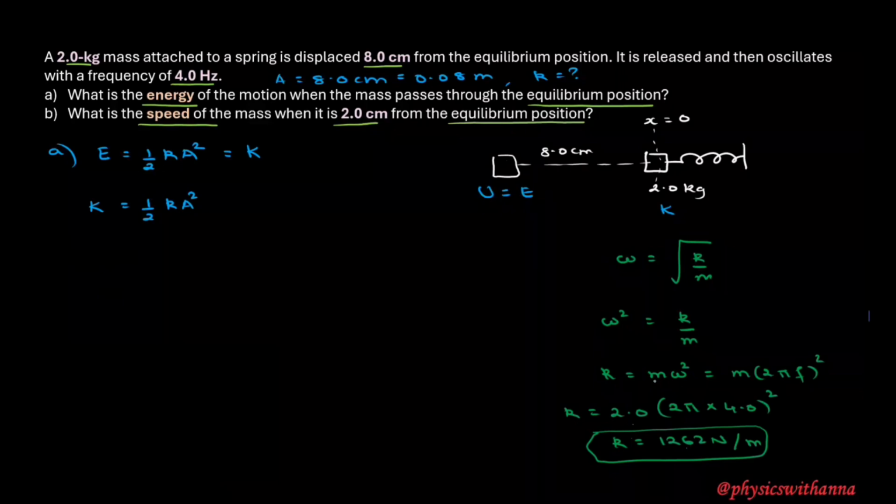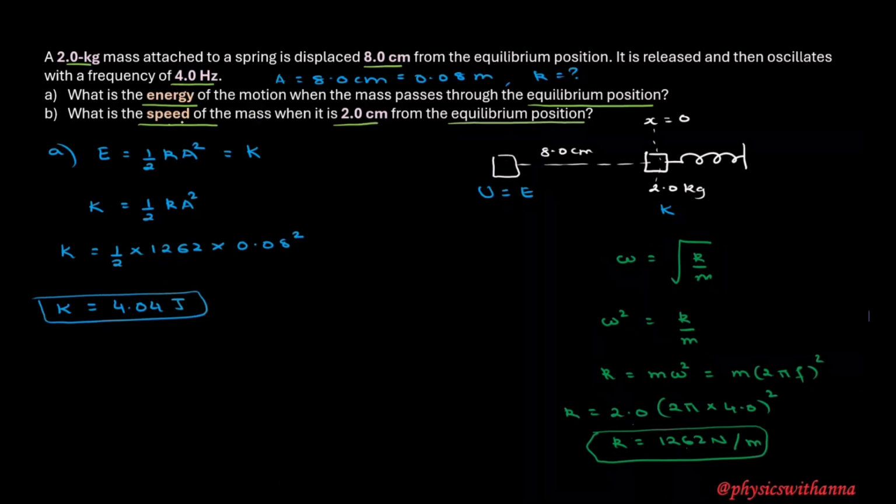Now let's substitute the spring constant in our equation here. We get E to be equal to half, spring constant is 1262, and A is 0.08 squared. That gives you the energy at equilibrium position to be equal to 4.04 joule.